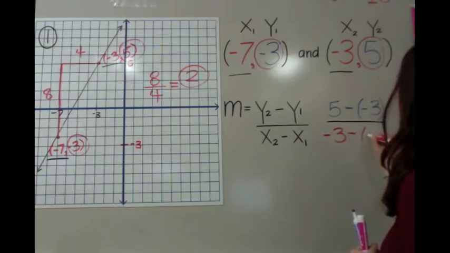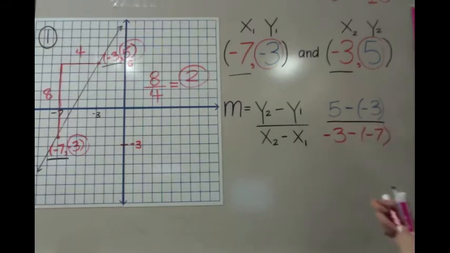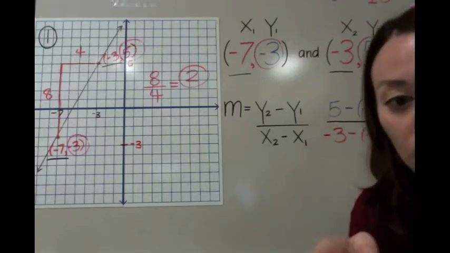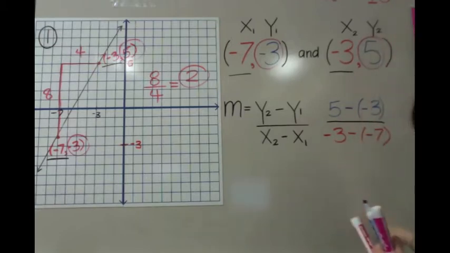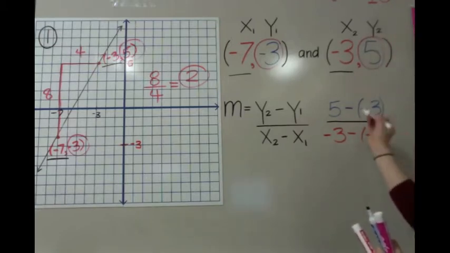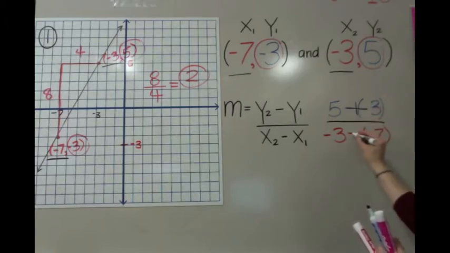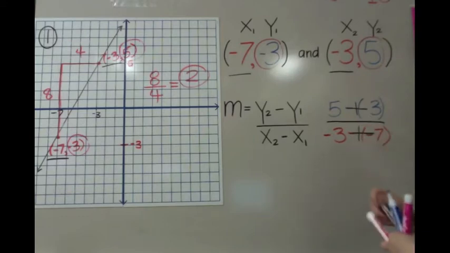minus a -7. The main thing you want to realize is that when you have a negative and a negative and there's parentheses, it means they're being multiplied. And I don't mind if you say negative times negative is positive and turn this into a positive. What's negative times negative? It's positive. Now we're figuring out the slope. We already know what it is, but we're just confirming it.